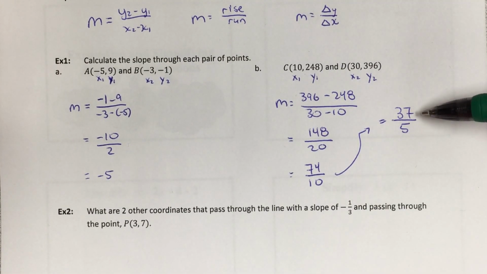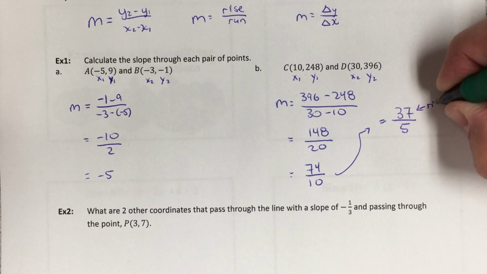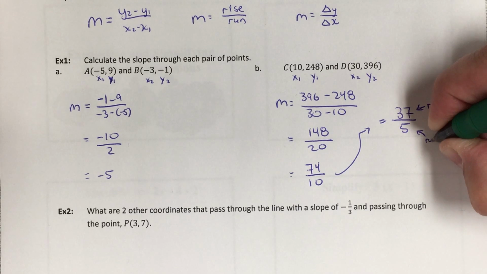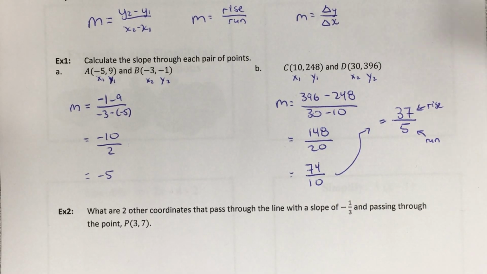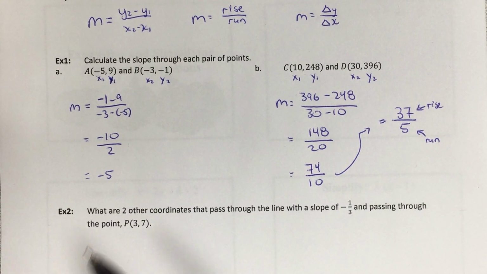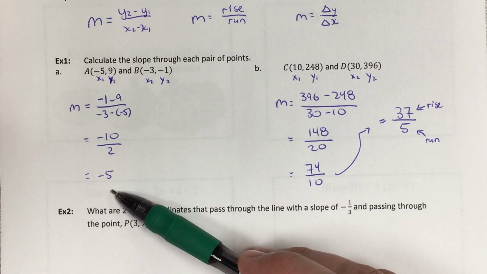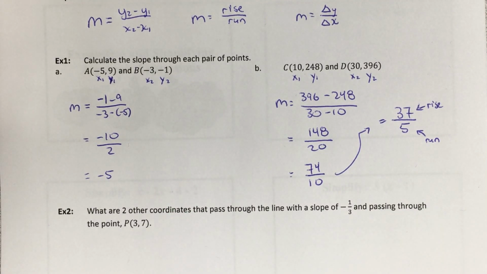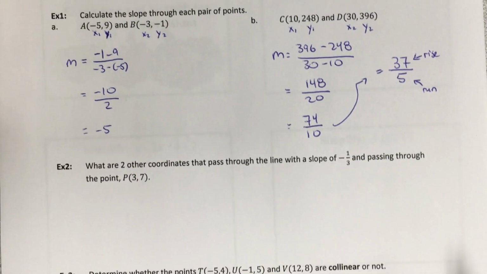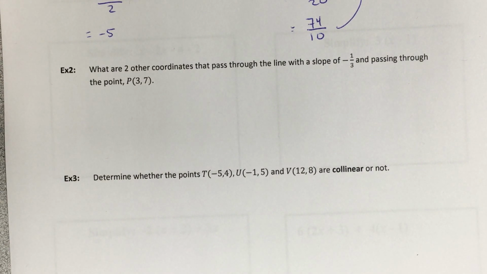So we want to leave it as a fraction in those terms because this tells us the rise over the run. So when we go to a graph, we'll be rising 37 and running 5. In this one over here, the first one, it could be -5 over 1, and that would tell me that the rise is -5 and the run is 1. We'll get more to that when we go to graphing. So again, pause it if you need to pause it, but I'll move on to the second one.